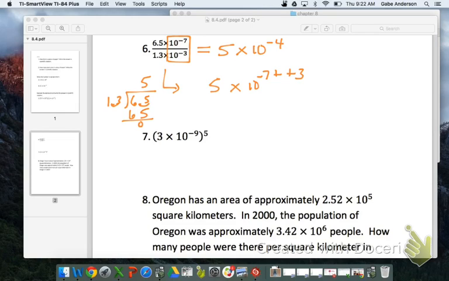Okay, let's finish up with number 7. This is 3 times 10 to the negative 9th. Those parentheses are very important. So when you're working on this in your calculator, I would suggest you use those parentheses as well, because that whole thing is to the 5th power.